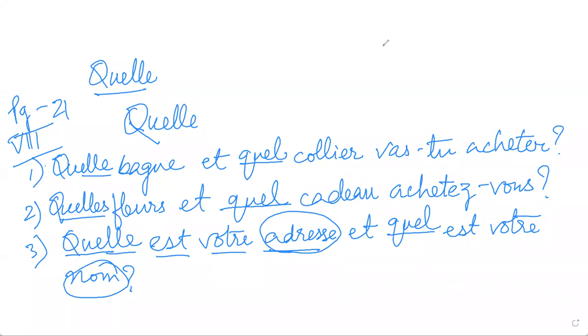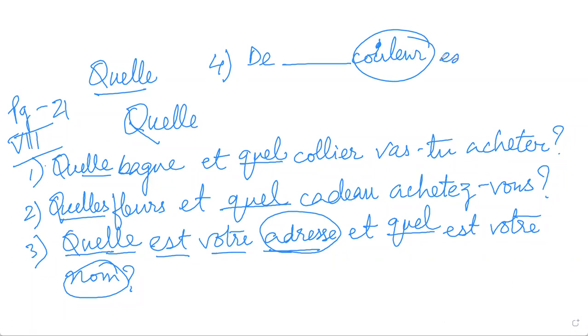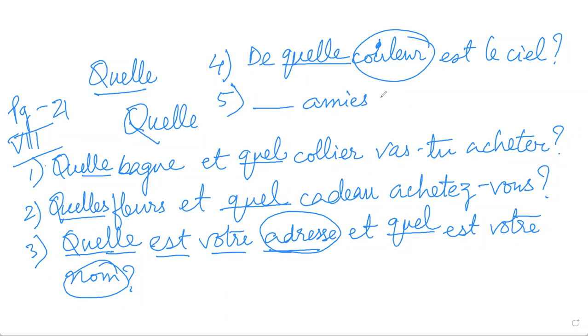So we are going to the next sentence. Now here it is given de quelle couleur. Couleur is masculine or feminine? Feminine. Of what color is the sky? So couleur is feminine, so we'll write quelle, Q-U-E-L-L-E. Next one, amies. Amies means female friends. Nous invitons.